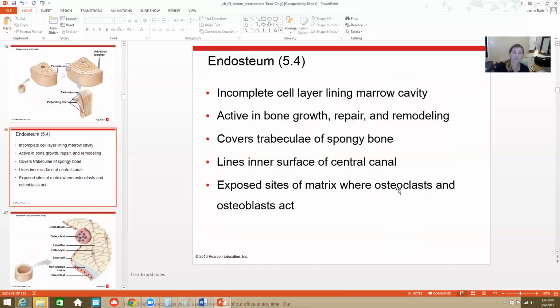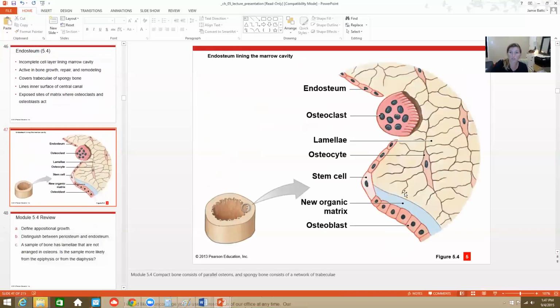The endosteum is that incomplete cell layer that's in our bone marrow. This is where bone growth can occur also. This is also where bone repair occurs. It's basically covering the trabeculae, lining that inner surface and any exposed surfaces. So the endosteum is this inner lining.